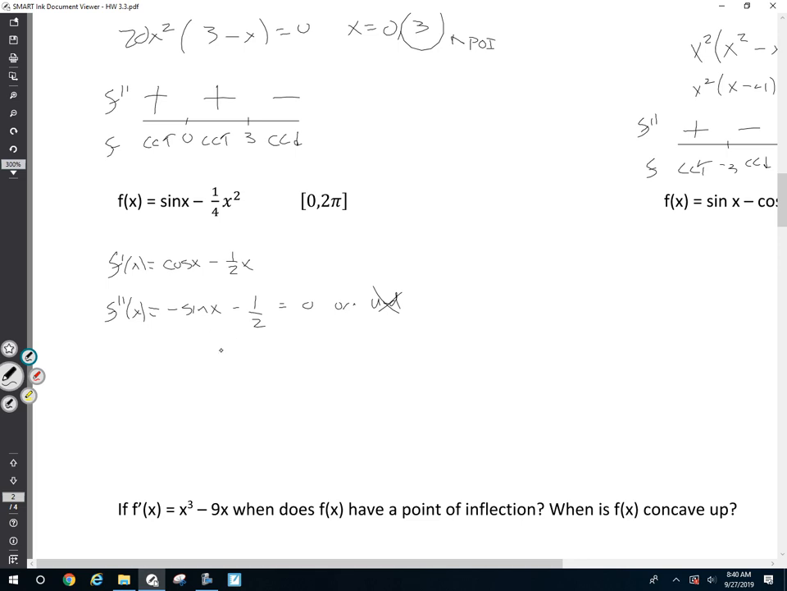Add a half, divide by negative 1. I get sine x equals negative a half. Think about my unit circle between 0 and 2 pi. When sine's negative a half, that's when my vertical is down a half. That's at the pi over 6's in the third and the fourth quadrants. That's going to be at 7 pi over 6 and 11 pi over 6.